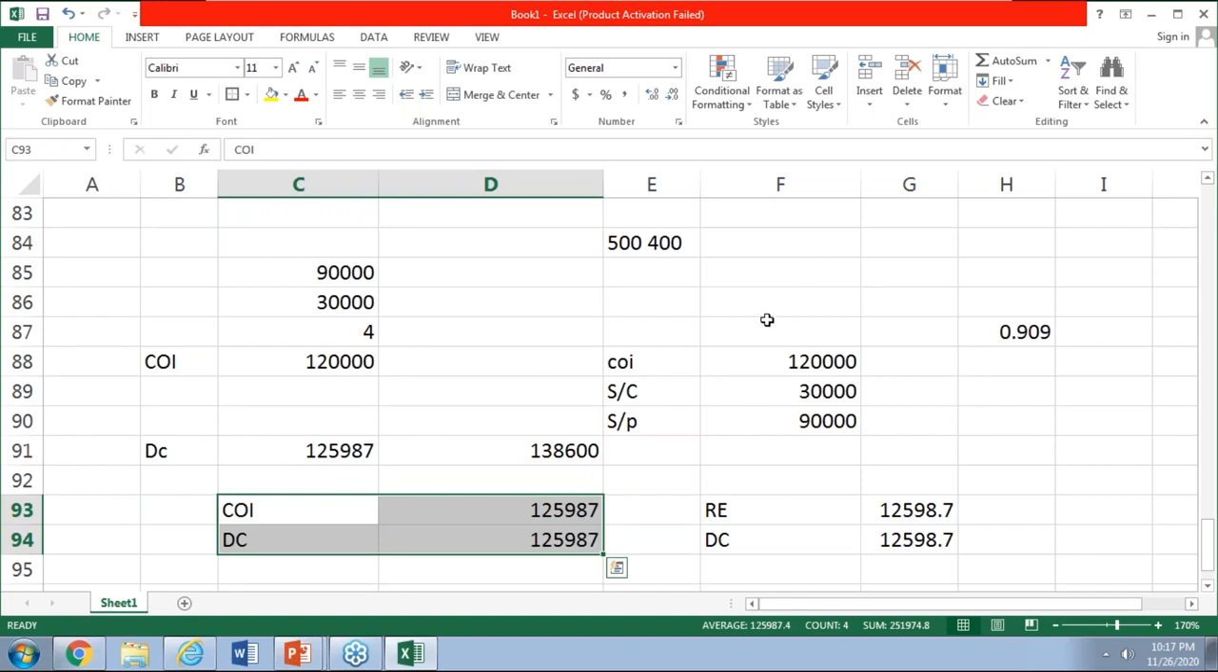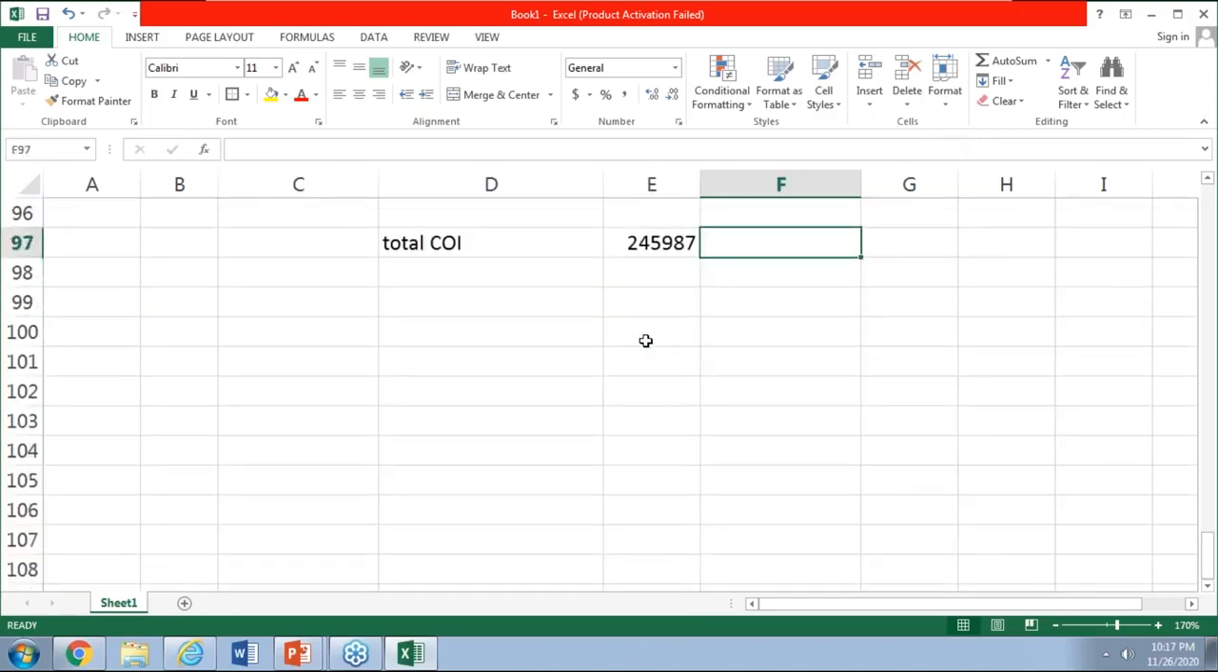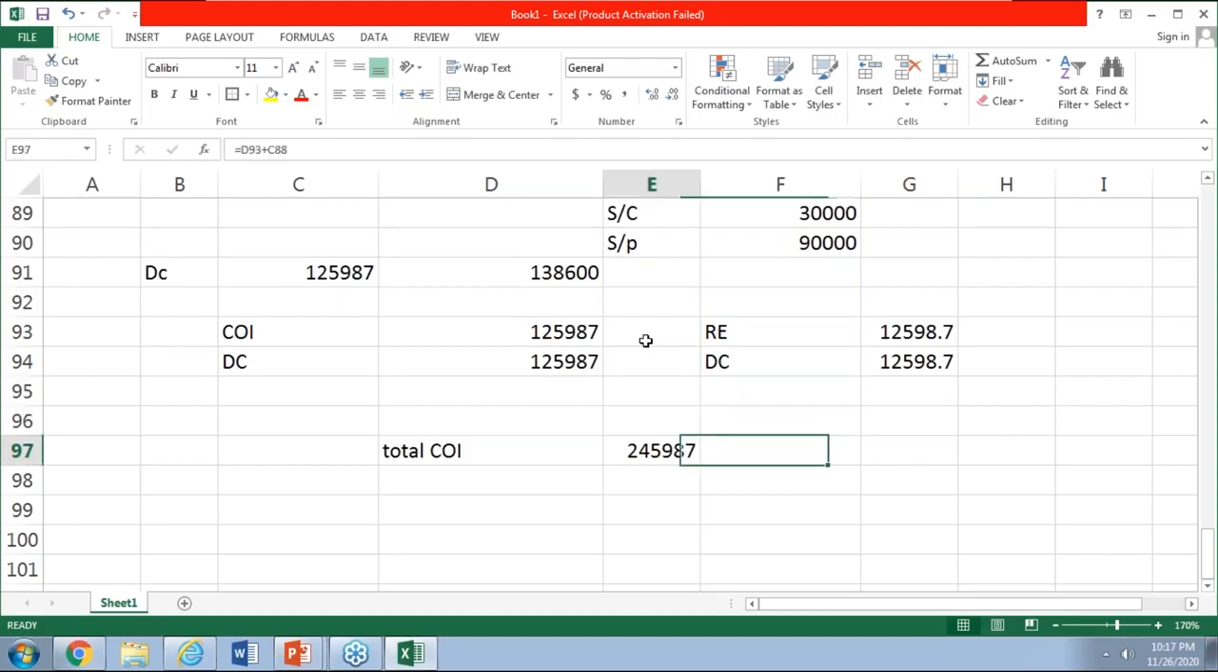I hope I have cleared the doubts. If you still have any question about this part, you can ask it immediately. The final answer for the cost of investment is 245,987. So let's take a break of 5 minutes.